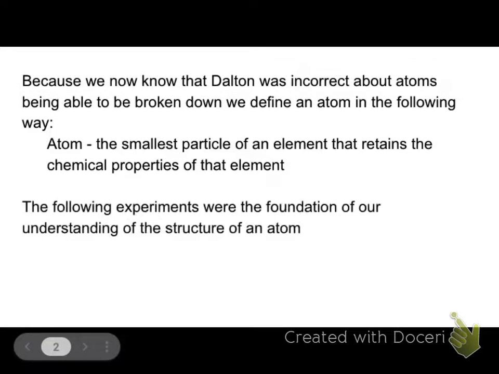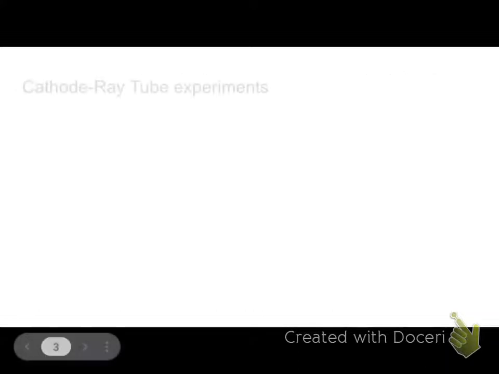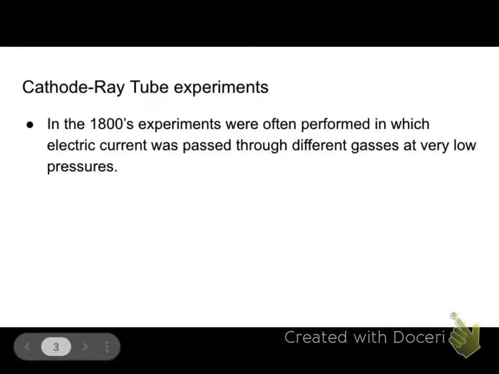The following experiments, we're going to learn about a lot of different experiments today, formed the foundation of our understanding of the structure of an atom. Okay. We're going to start with cathode ray tube experiments. So in the 1800s, there were a whole bunch of people doing these experiments, and what they did was they took an electric current and they ran it through a gas at very low pressure.